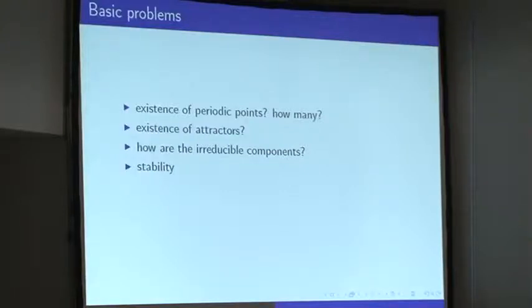Stability. Stability means: which are the systems that are the same after perturbation, that have the same dynamics, the same properties for any system nearby? Or what can we do when we have a system and we perturb it? What kind of dynamics can we have? Maybe we can classify them. I don't know. There are many basic problems about it.